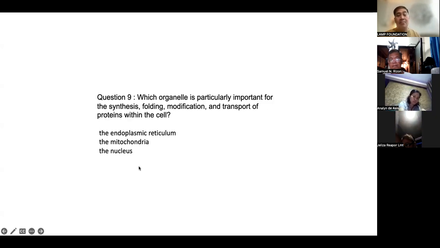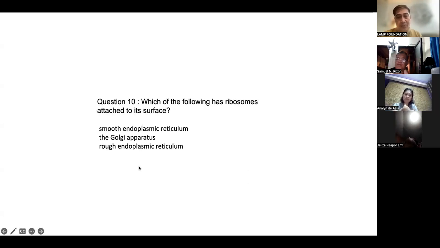Which organelle is particularly important for the synthesis, folding, modification, and transport of proteins within the cell? Endoplasmic reticulum. Which of the following has ribosomes attached to its surface? Smooth endoplasmic reticulum. Oh, rough. Kaya nga rough eh. May mga attached to the surface.